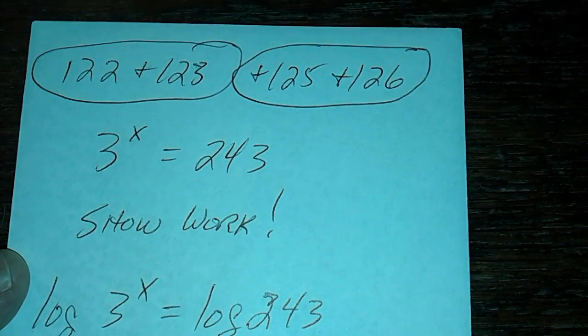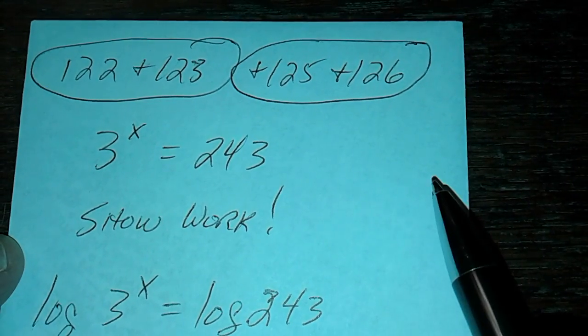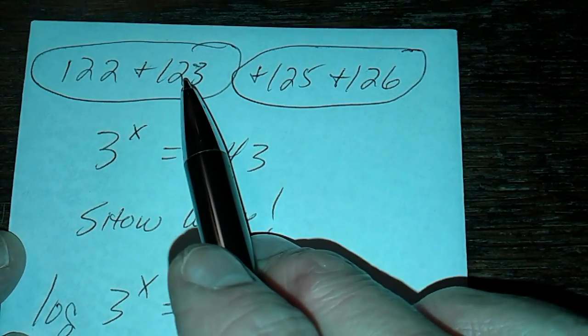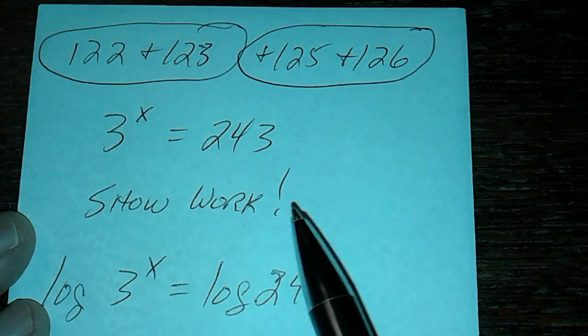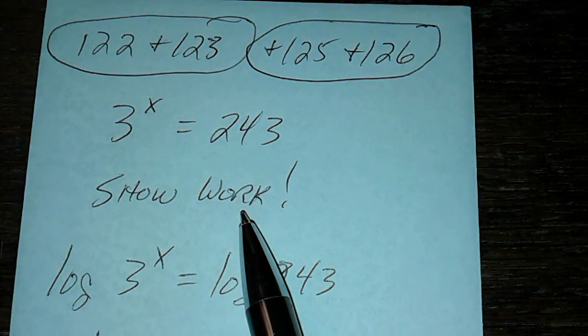All right, and these are the ones I'm going to need you to show work on. So probably one question on the test, maybe 2. I'll specifically ask you to show work. So maybe 122, 23, 125, or 126. Be prepared to show work on those, and I'll make a big note on the test that I want to see your work on this for full credit.